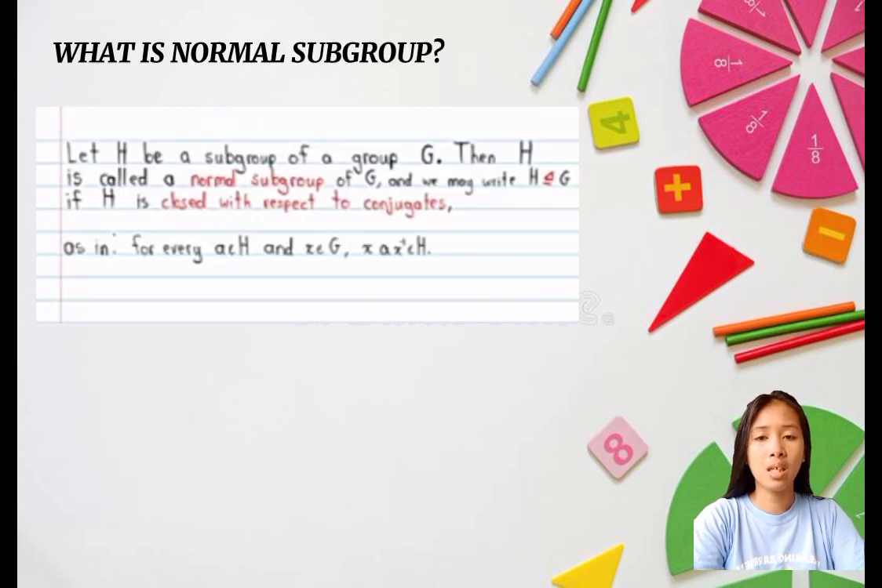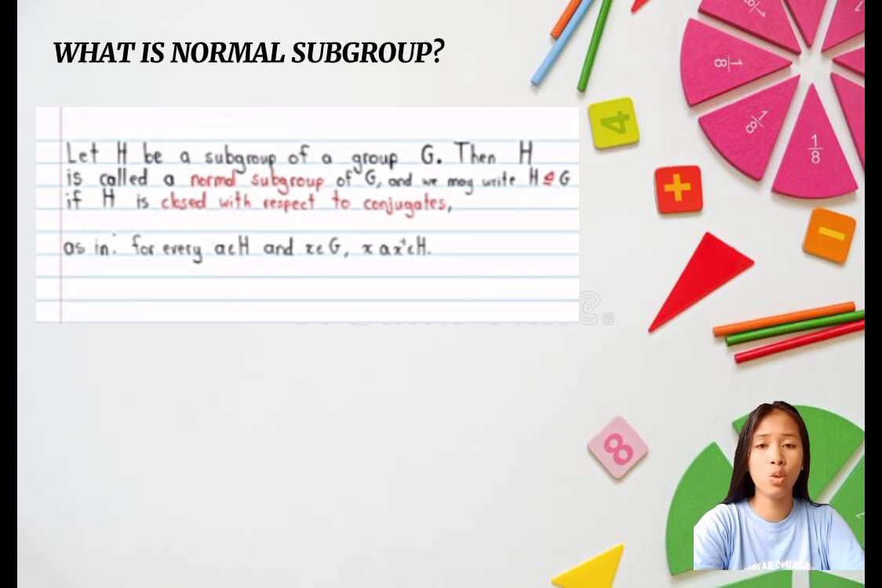A normal subgroup is defined as follows. Let H be a subgroup of G, which we may write with the less than or equal to symbol. Instead of a less than, we may write a triangle, H is a normal subgroup of G. H is normal if it is closed with respect to conjugates. The conjugate of an element a is any element of the form x a x inverse, where x and x inverse can come from the containing group G. They don't have to come from the subgroup H.